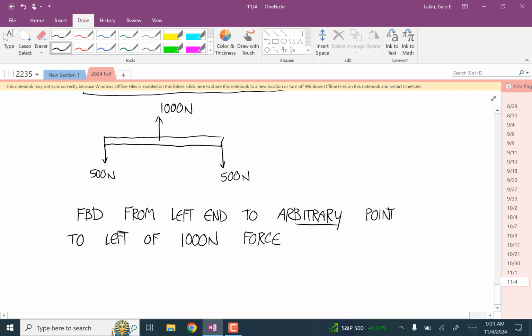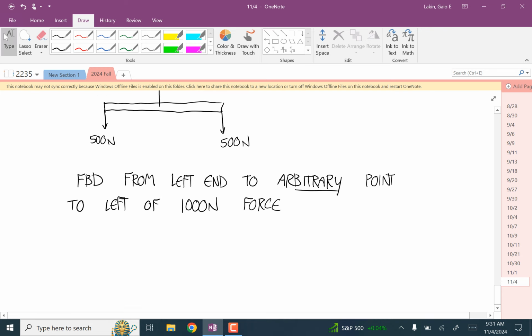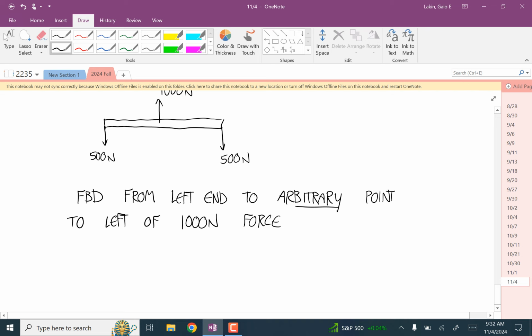Okay, so this time instead of saying that we're 0.25 meters from the end, we're going to say we're x meters from the end. The reason we can do this is because qualitatively, whether your x was 0.01 meters or 0.2 meters or 0.24 meters, that free body diagram would look the same. It would have a 500 Newton force and your internal loads. The only thing that would change is that x value.